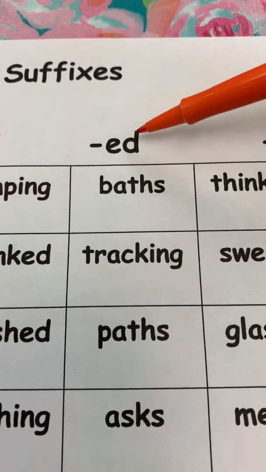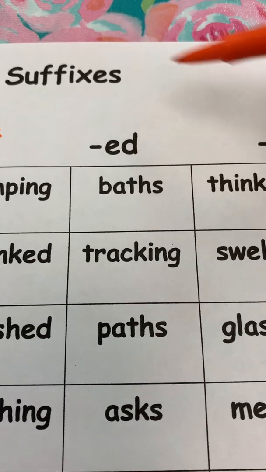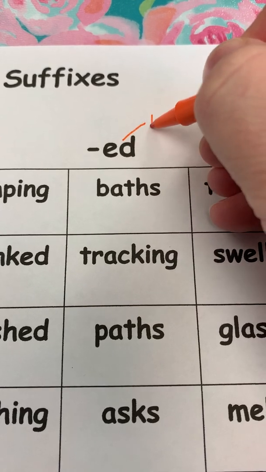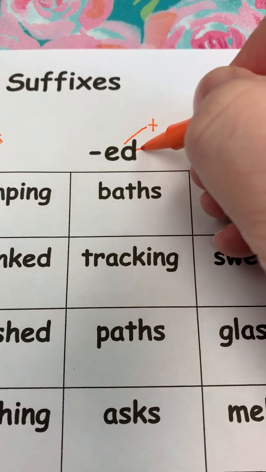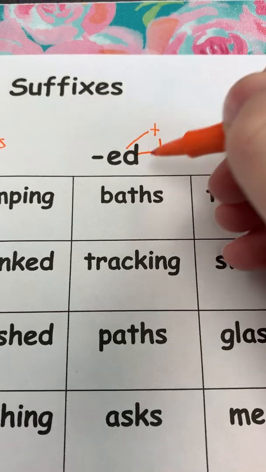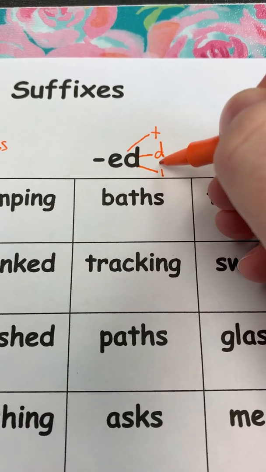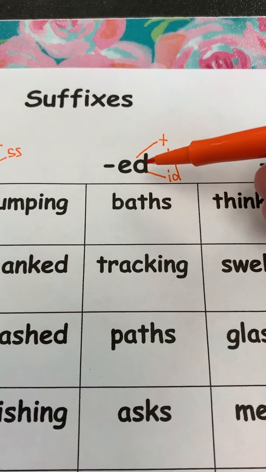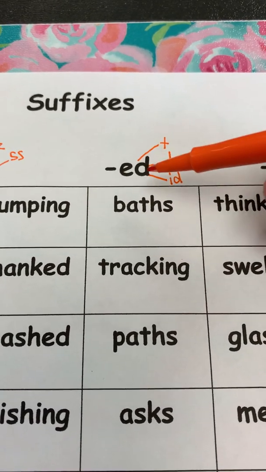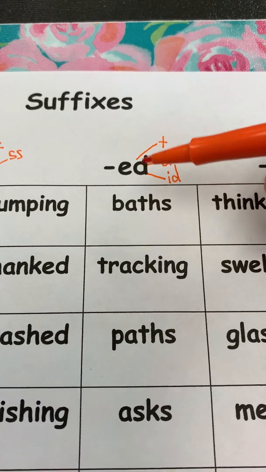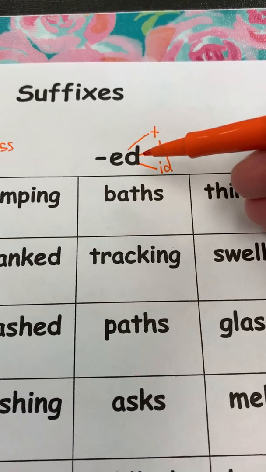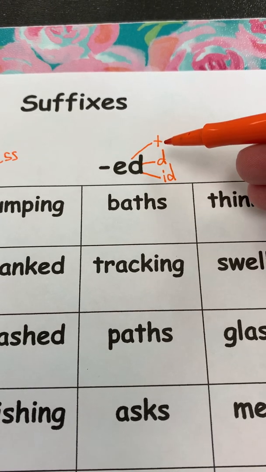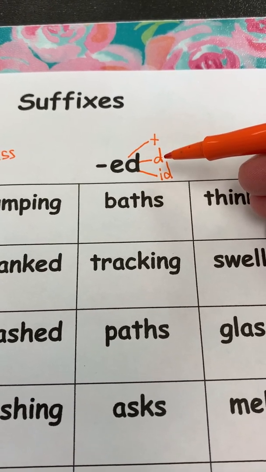We also talked about the suffix ED. Remember, ED can make 3 different sounds. ED can make the sound T. Sometimes it says D. And sometimes it says id. So you could put ED at the end of a word, and it just means that it's happening in the past, right? But the ED sound that it makes, 3 different sounds. Sometimes it says T, D.